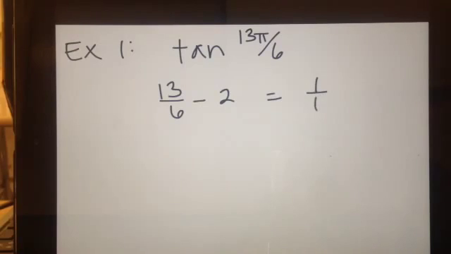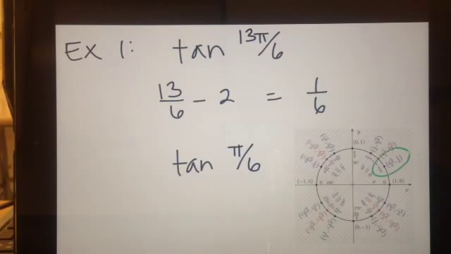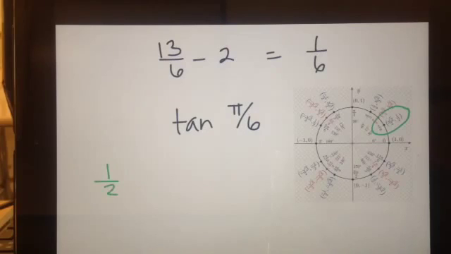And that answer is 1/6. So when I'm looking at tan of 13 pi over 6, I'm really looking at tan of pi over 6. It's the exact same spot on the unit circle. So then I can go ahead and look at my unit circle for pi over 6. Tan of pi over 6 would be sine over cos, and so that is 1/2 over root 3 over 2.